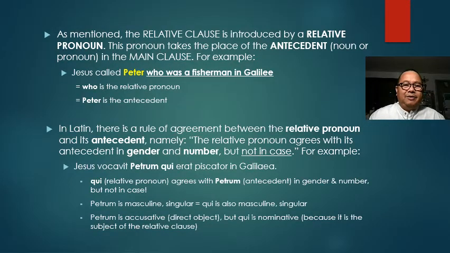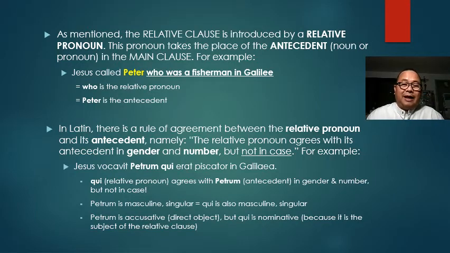At the beginning of this lecture, we already mentioned that a relative clause is introduced by a relative pronoun. There can be no relative clause without a relative pronoun. And this relative pronoun takes the place of the antecedent. The antecedent can be found in the main clause, which is either a noun or a pronoun.